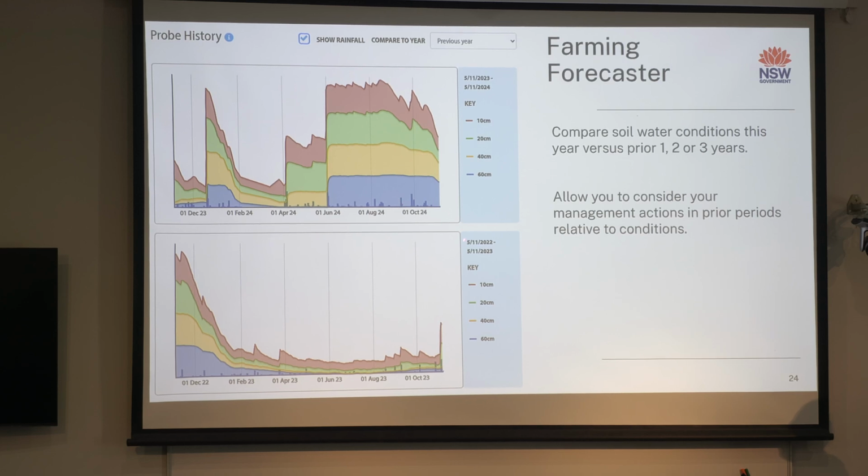But importantly, we can compare it against any prior 12-month period. So what was happening last year at this point in time, or what was happening 2 years ago or 3 years ago? Then ask yourself, what decisions did I make back then? And what was the outcome? So it's a really good way of cross-checking the decisions you made in context of what the conditions were doing at the time.